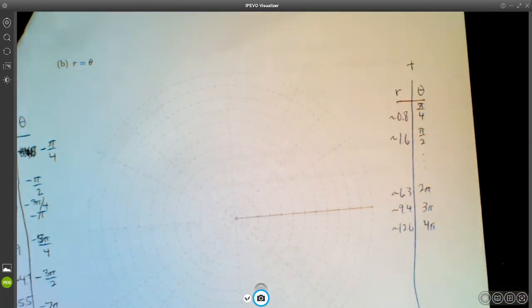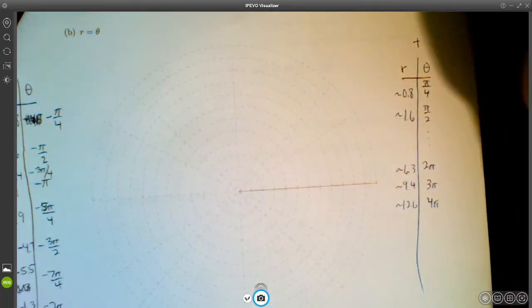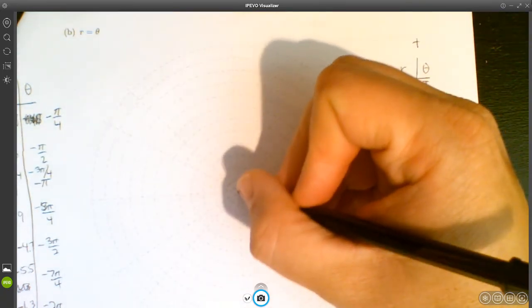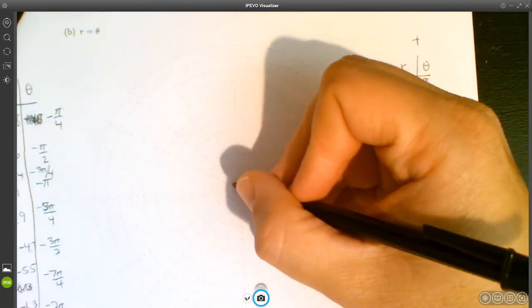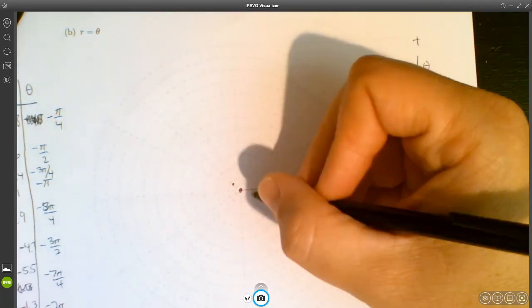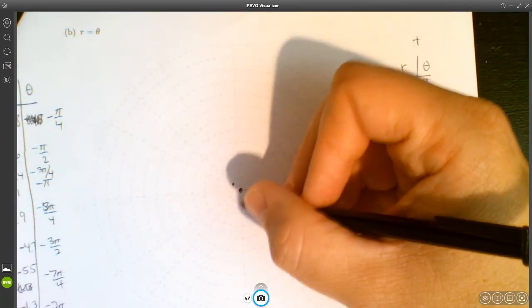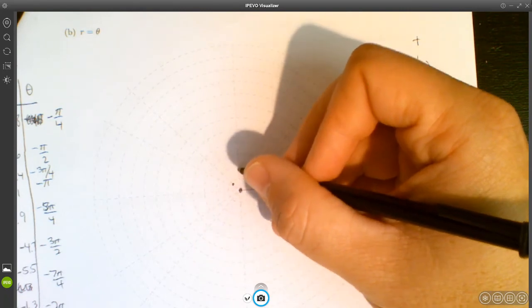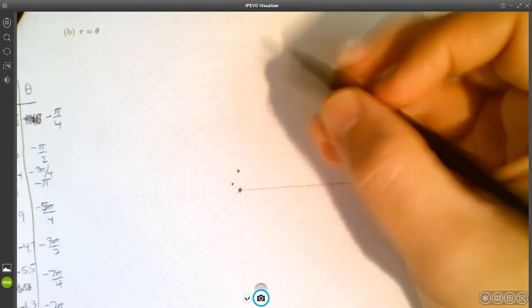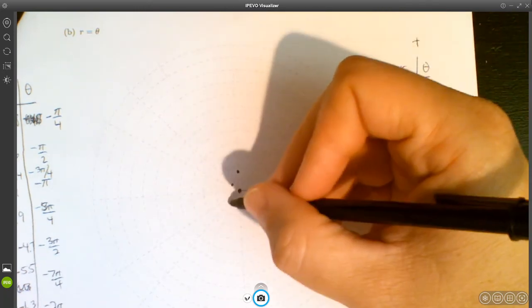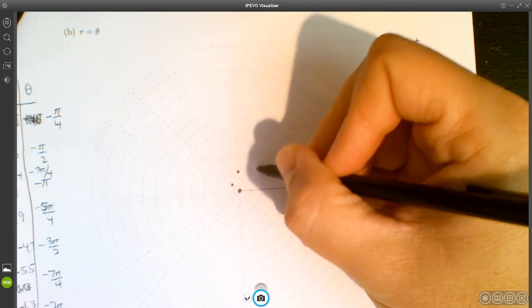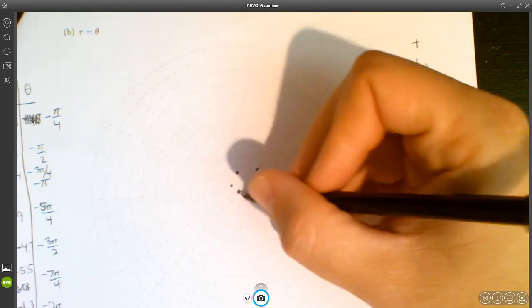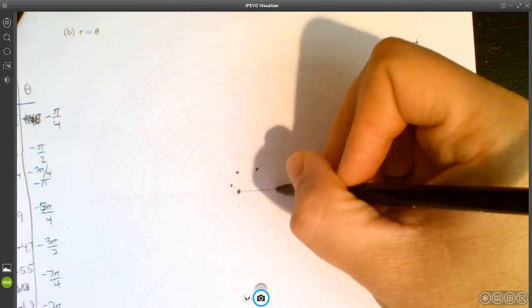Okay, so let's see if we can plot these things. Let's plot the negative ones first. At 0, I'm at 0. At negative pi over 4, I'm at negative 0.8, so that would be maybe right about there. At negative pi over 2, I'm at negative 1.6, so right about there. At negative 3 pi over 4, I'm at negative 2.4. At negative pi, I'm at about negative 3.1.